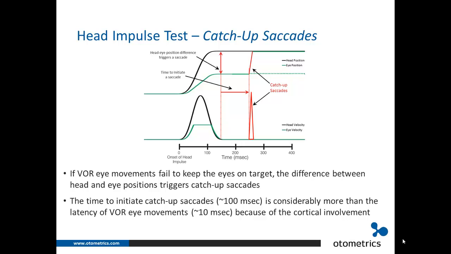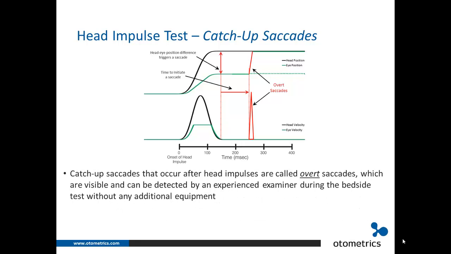The catch-up saccades, shown here with solid red lines, are represented in the position tracings by a quick repositioning of the eyes. On the velocity tracings, the catch-up saccades are represented by a narrow spike. When the catch-up saccades occur after head impulses, they're called overt saccades. Overt saccades are visible and can be detected by an experienced examiner during the bedside test without any additional equipment.